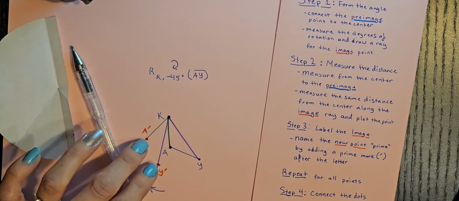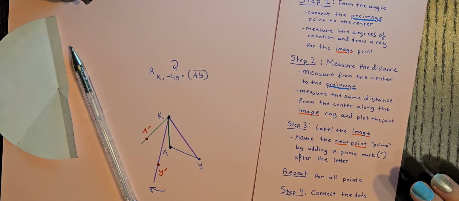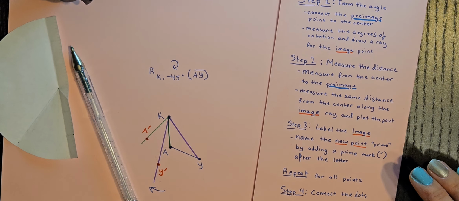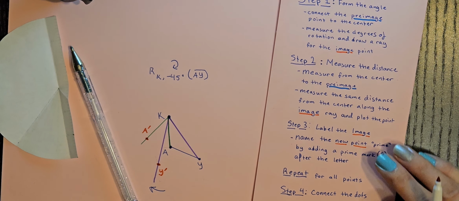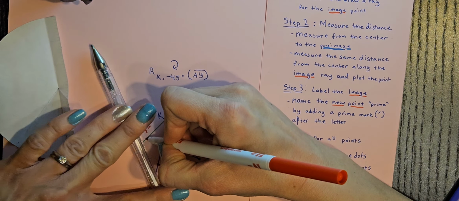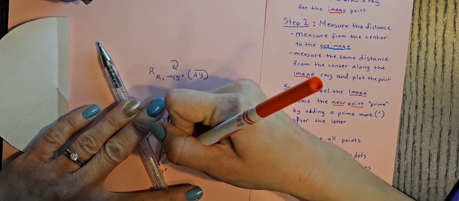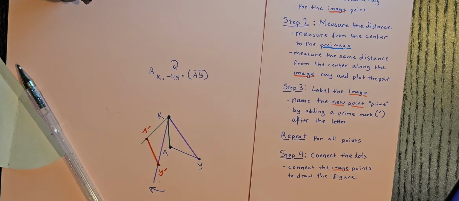Now that I have both of my points, since I'm only rotating segments here, I only have 2 points. But if I was rotating a more complex polygon, like a pentagon, I'd have to do all 5 points. Now I can connect the dots. So I'm going to connect A prime to Y prime to bring the rest of the segment over. And now we rotated segment AY negative 45 degrees around point K, so 45 degrees clockwise, to create segment A prime, Y prime.